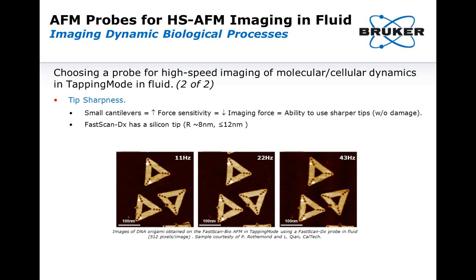Using a probe with a short cantilever and therefore greater force sensitivity permits the use of a sharp probe on these delicate soft samples. In the example shown here, we can see the individual strands of DNA in the DNA origami when scanned at up to 43 Hertz. A Fast Scan DX probe was used to capture these images.